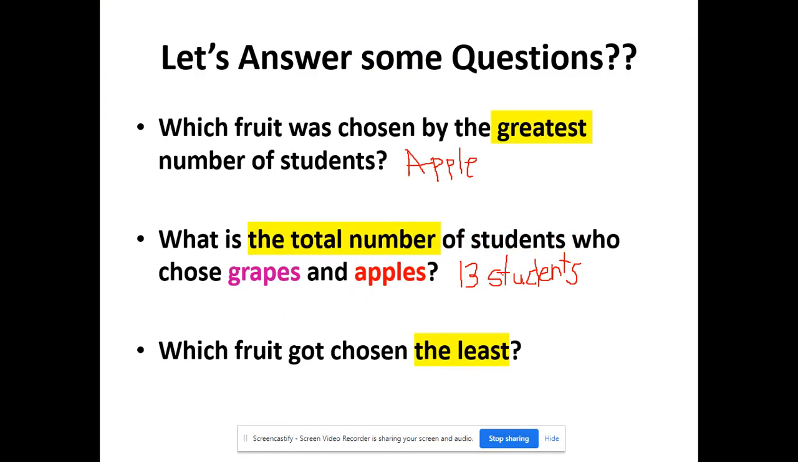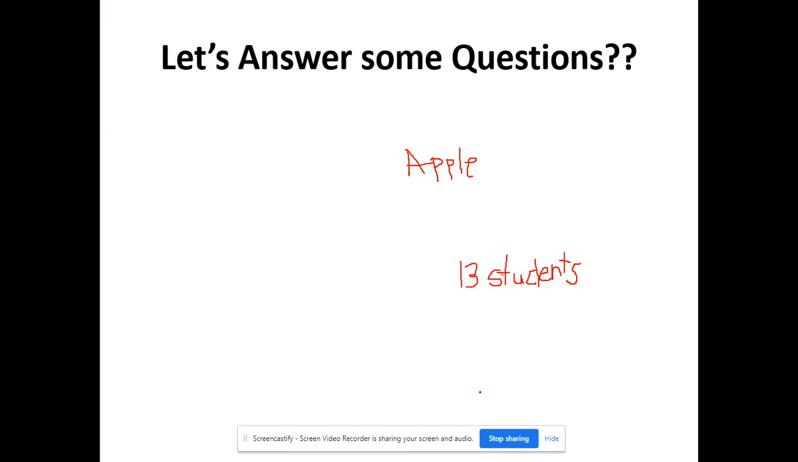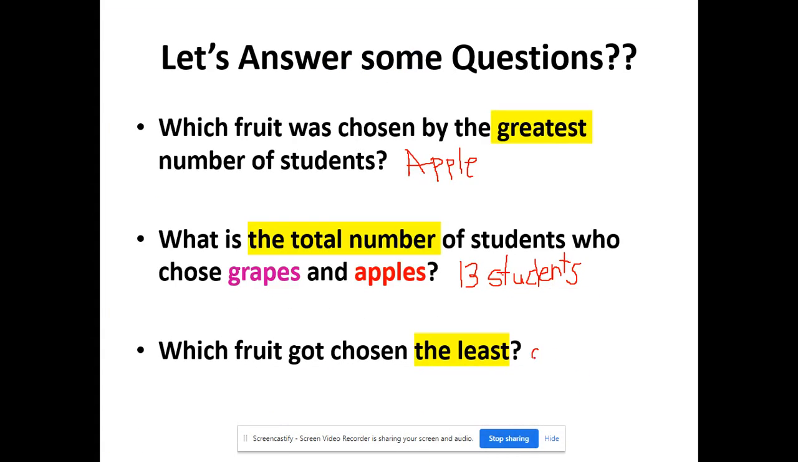Oh, sorry. Which fruit got chosen the least? So if you look at our, sorry guys, I got tongue twisted. Which fruit got chosen the least? So the least means the fruit that had the less votes. So let's go back to our graph and look at our choices. Watermelon, apple, and grape. And we have 8 for watermelon, 9 for apple, and 4 for grapes. So which fruit got the least or less votes? Get ready. Yes, grapes. So grapes only had 4. So they had the least amount of votes.